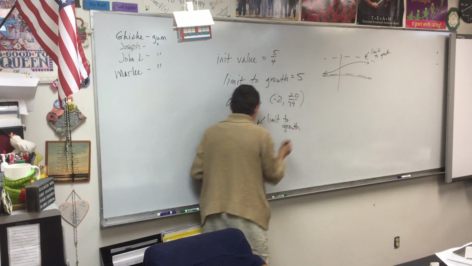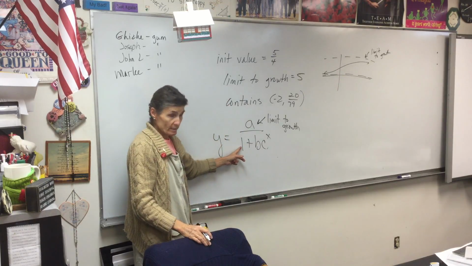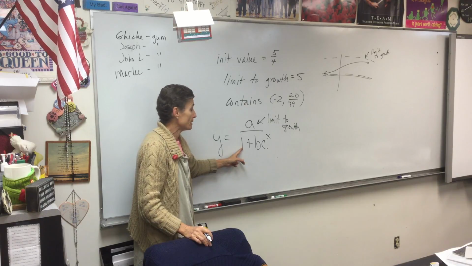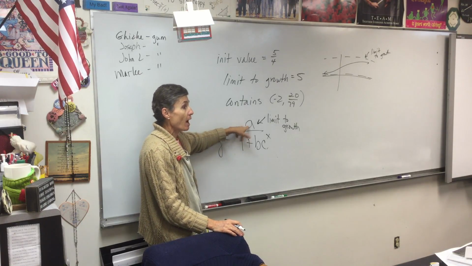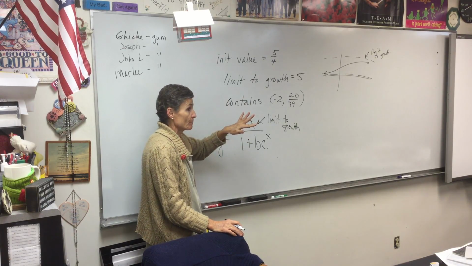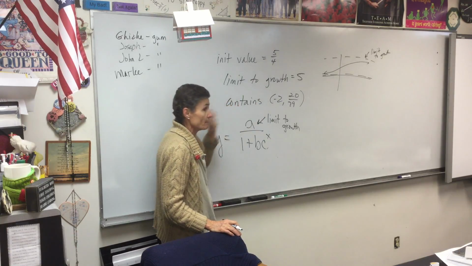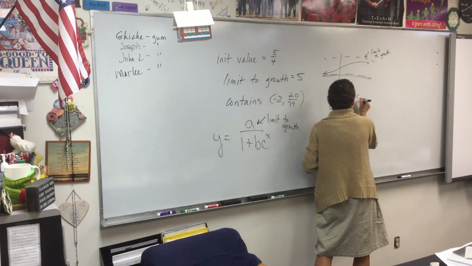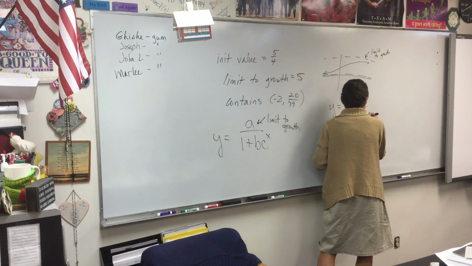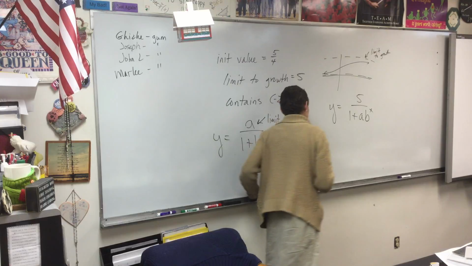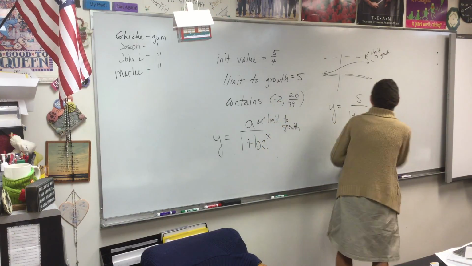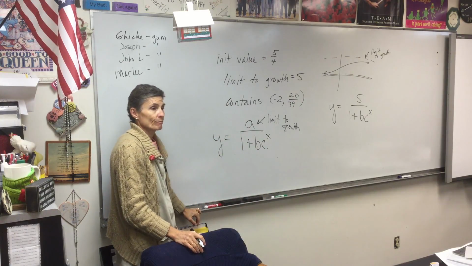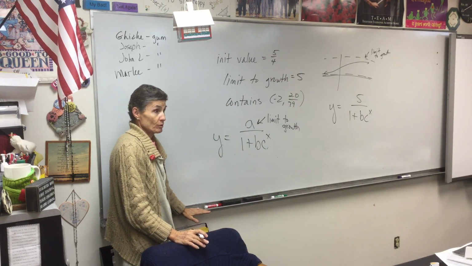As long as that's a 1, which it's going to be when we write our equations, then this number up here on top will be your limit to growth. So if I told you that the limit to growth is 5, then you already know that your equation has a 5 on top. Okay, so our limit to growth is going to go on the top.